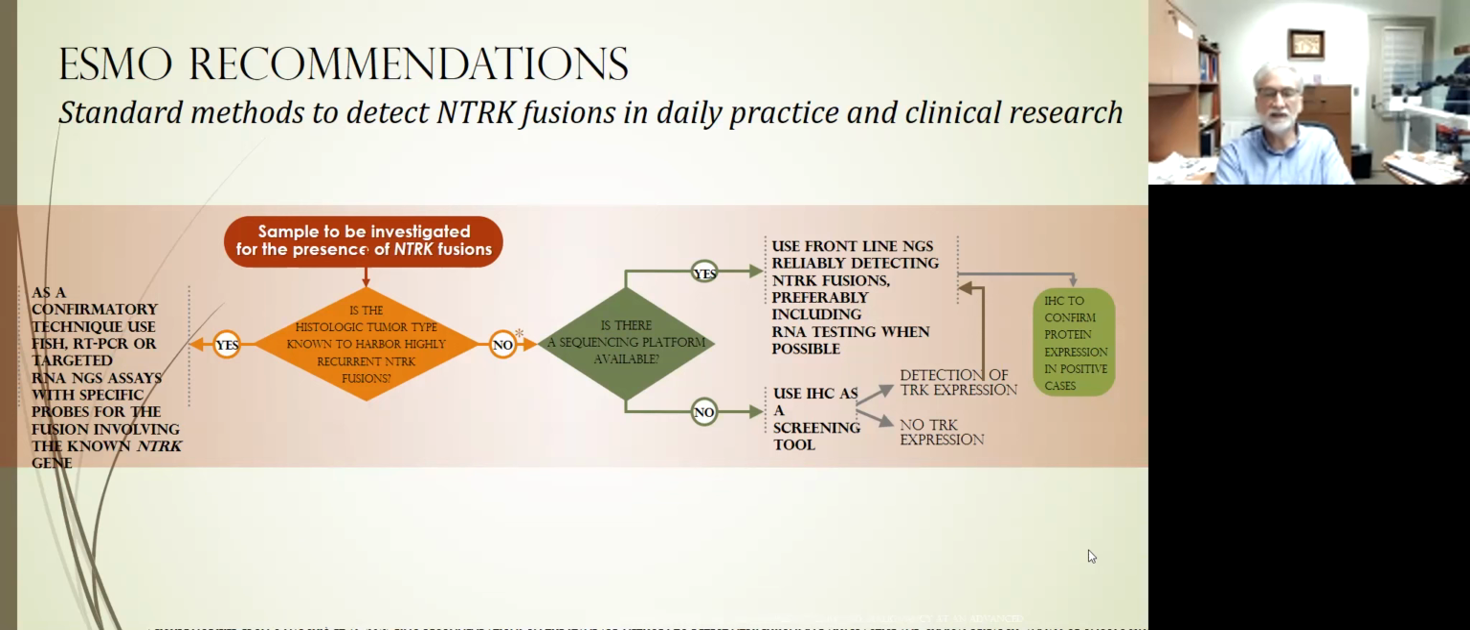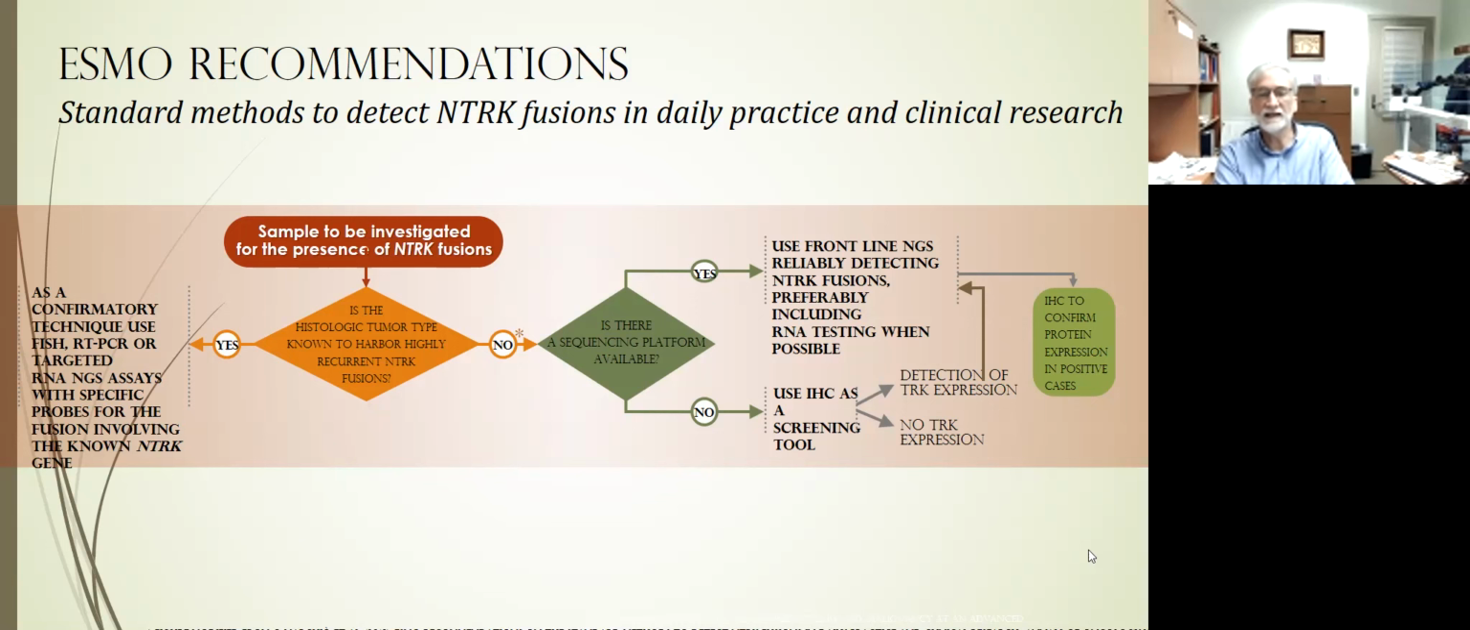And the direct answer can be done somewhat depending on what's available at your armamentarium, at your hands, and whether that is a next gen available or is IHC available, and so on. So if the histologic tumor type looks like what you would expect to be carrying an NTRK fusion, then perhaps the best way is to go straight to the sequencing to allow for the direct answer whether this patient is a candidate for therapy or not.